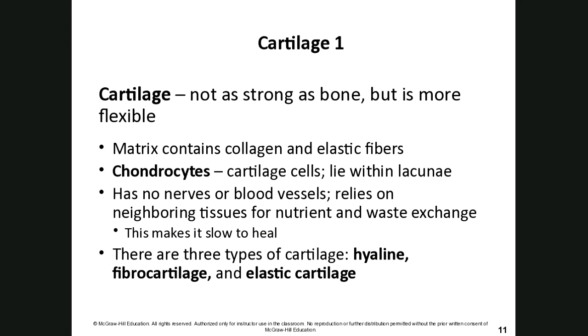So we've already talked a little bit about cartilage and its job. One type of cartilage, the hyaline cartilage, forms over the articulating surfaces of bones, and it keeps bones from having direct contact with one another.